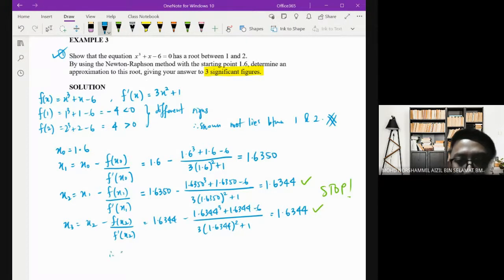Therefore, your X will be equals to 1.63 only. Why? Because correct to 3 significant figures guys. Kita akan ambil 1.63 saja. You jangan ambil 1.6344. Tak dapat jawapan akhir tu lagi rugi ya. So 1.63 saja, 3 significant figures. Okay. Be alert with the question.